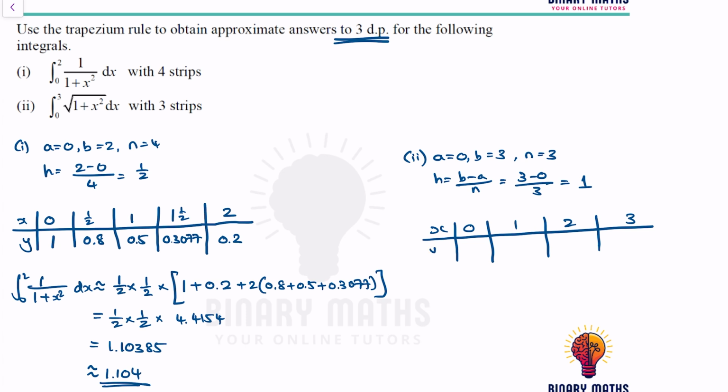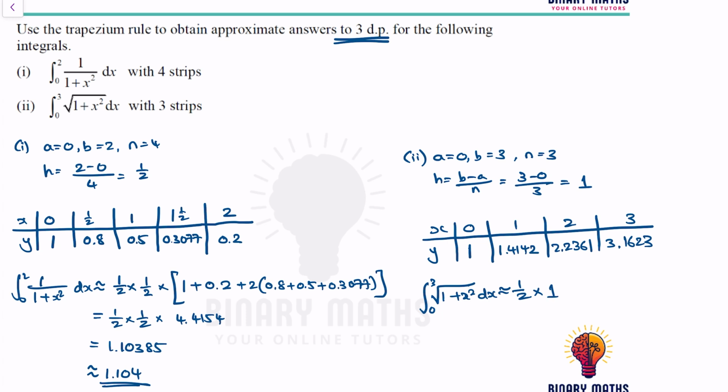Okay, and when I substitute 0 into root of 1 plus x squared, I get 1. When I substitute 1 in, I get 1.4142. Again, I'm rounding to 4 decimal places because I want my final answer correct to 3 decimal places. 2 is 2.2361. And when I substitute 3 in, I get 3.1623.